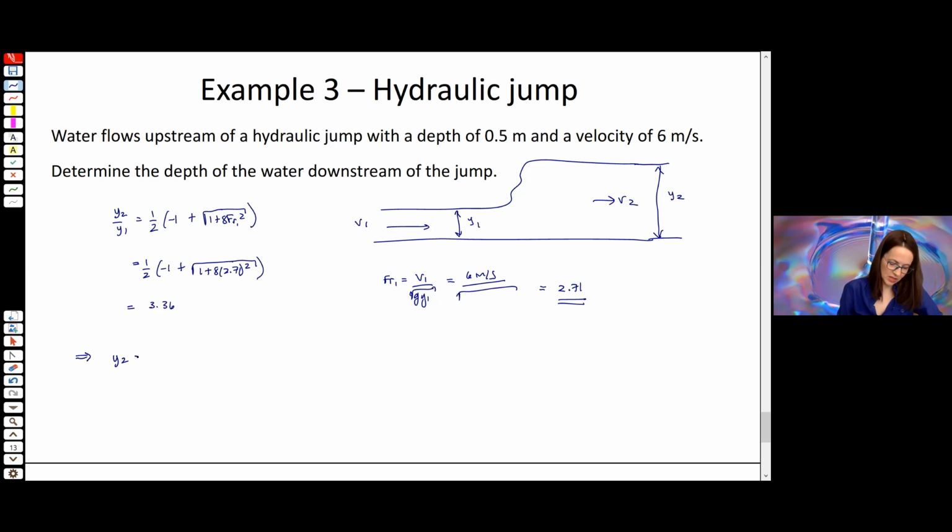So we can then just do a little bit of algebra and get that the downstream water depth, or water height, is 1.168 meters. All right. Any questions on that example? I'll fill in these numbers while we're waiting.